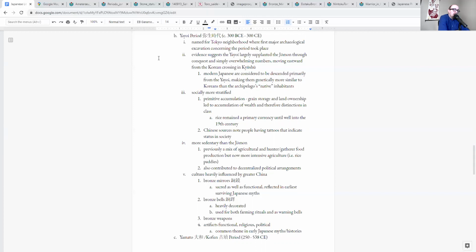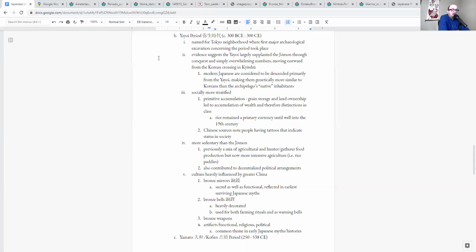The period is named for actually a neighborhood in Tokyo where the first major archaeological excavation concerning the period took place. Yayoi is not a term that the people themselves used, in as much as the Jomon people did not call themselves Jomon. The Yayoi people did not call themselves Yayoi. These are later designations that are applied after the fact.